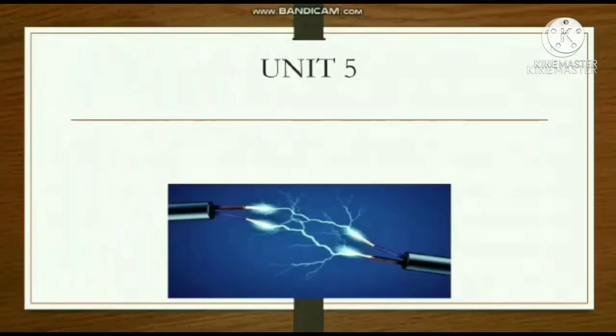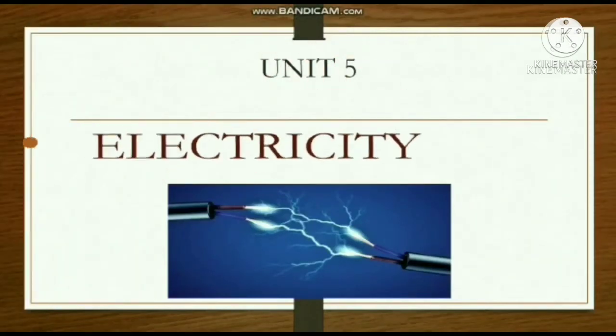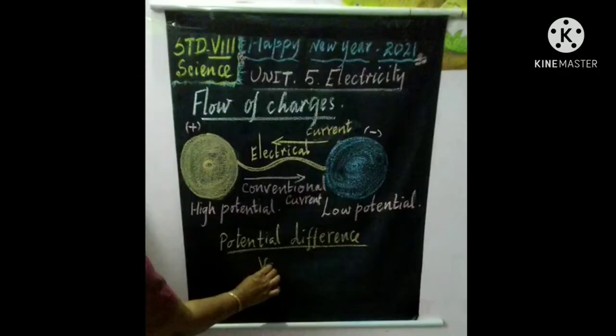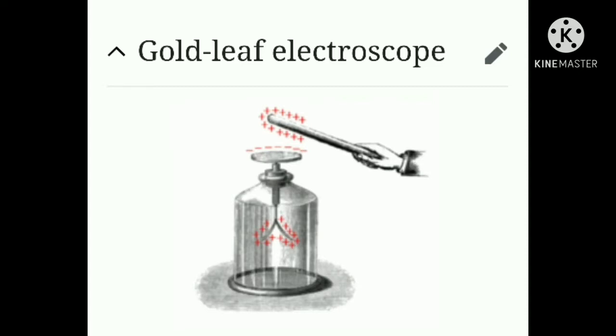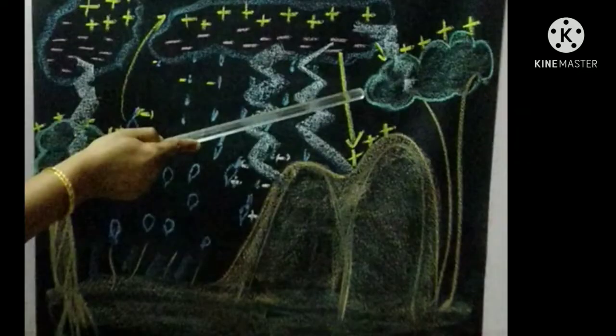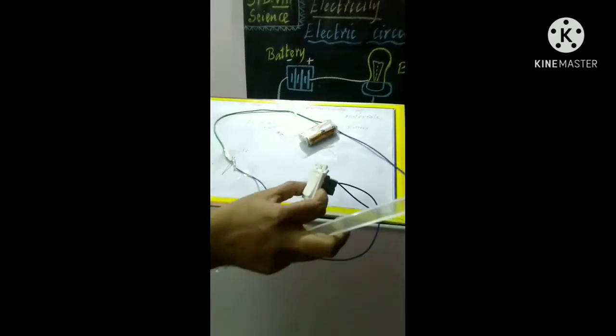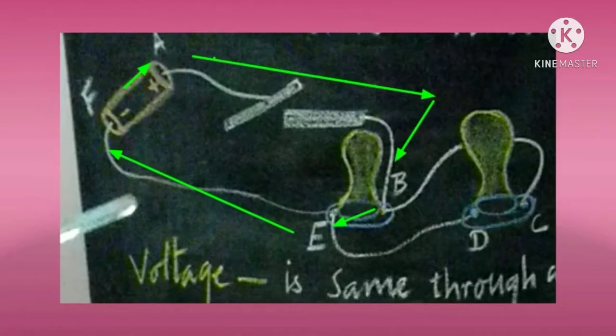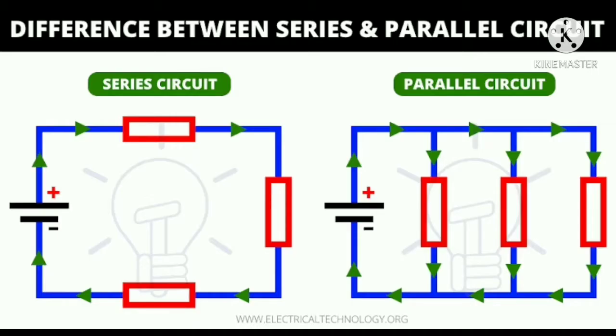Dear children, today we move on to the next part of our lesson, electricity. We already knew about basic properties of electric charges, transfer of charges between two objects, and working of electroscope, lightning and thunder. In our last class, we have assembled a small electrical circuit, that is series circuit, parallel circuit, and the difference between series circuit and parallel circuit.